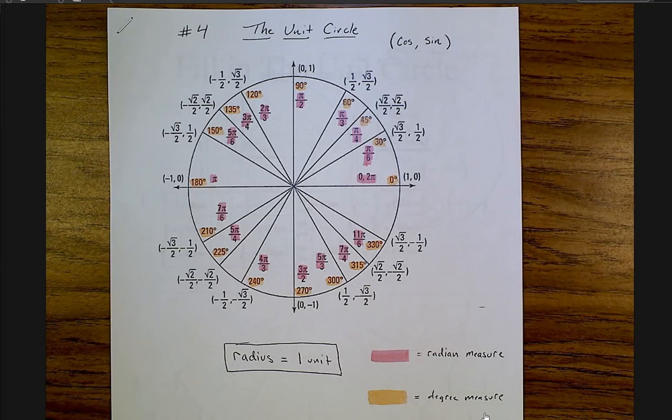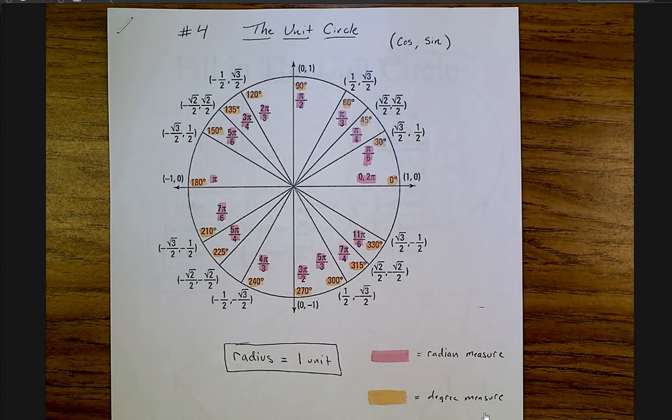This is Unit 7, Lesson 4. Almost switched it around. Today we're going to start our discussion on the unit circle, and I know this looks intimidating when you're looking at it, but this is going to be your assignment for Unit 4.